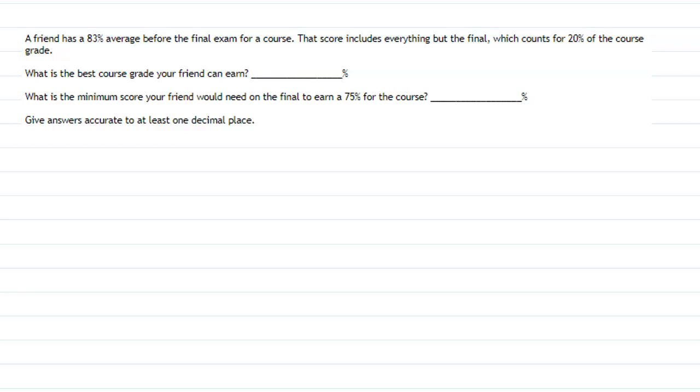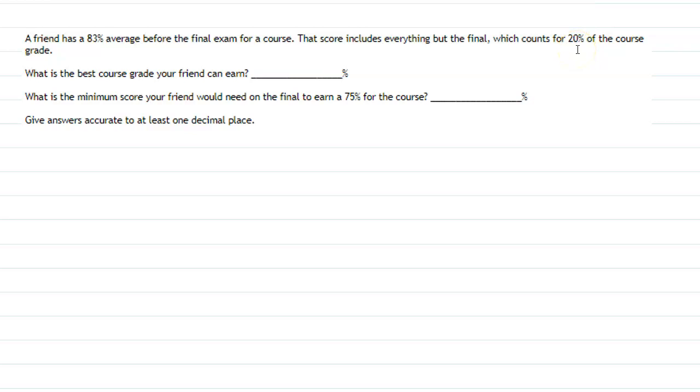All right, so I'm going to just set up the problem. I'm not going to solve the entire problem, just going to get you started. So a friend has an 83% average before the final exam for a course. That score includes everything but the final. And then it said which counts for 20% of the course grade. So the final is 20% of the course grade.